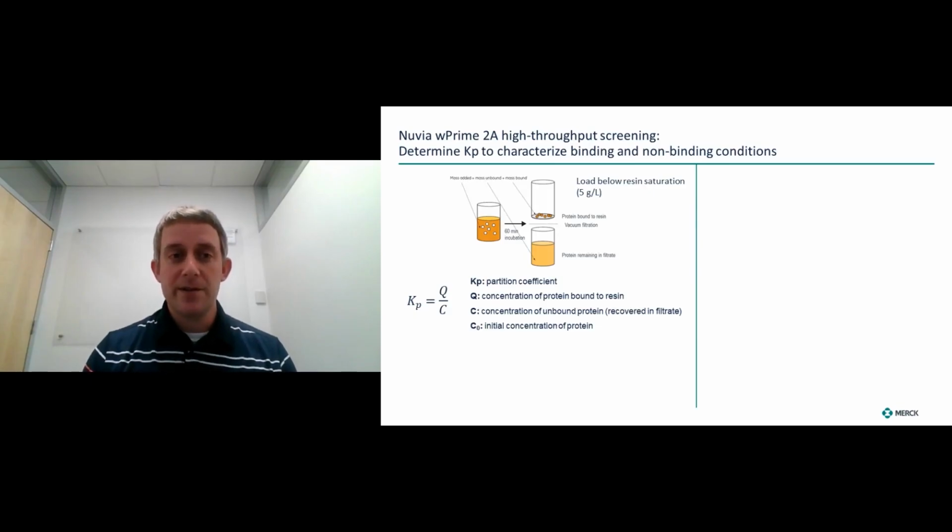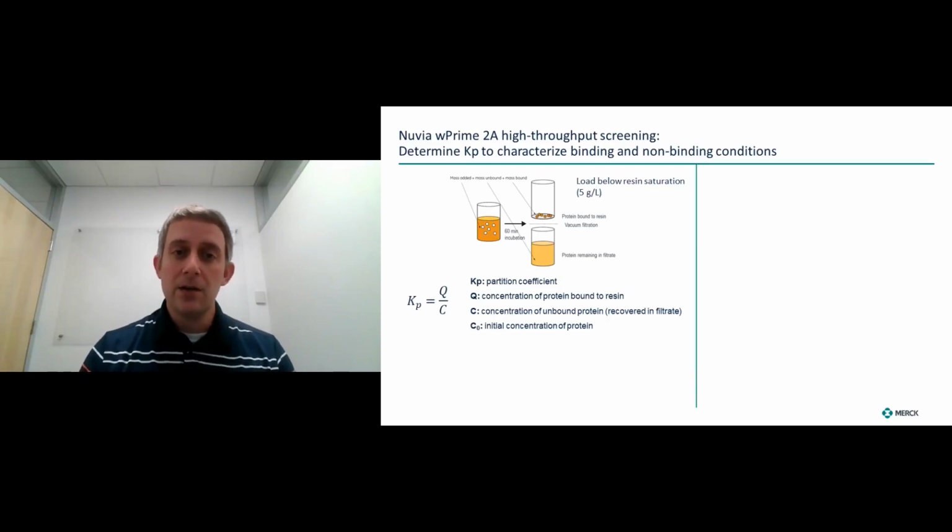For the initial experimental design for the batch absorption, we were interested in looking at partitioning of each of the 3 product molecules across a wide range of mobile phase conditions, because we expect that there could be interesting selectivity across a wide range. In this case, we're doing a 60-minute incubation with the protein. And then after vacuum filtering, we can quantify the amount of protein remaining in the filtrate and back calculate to determine what's bound to the resin.